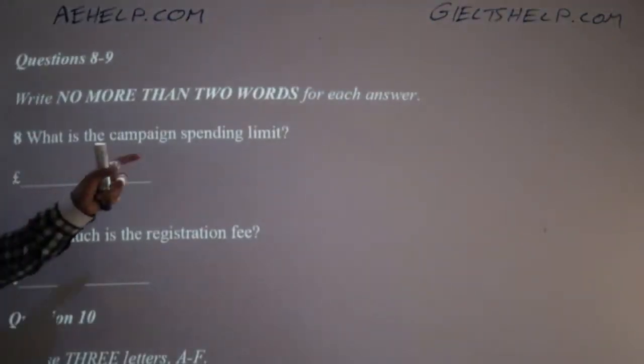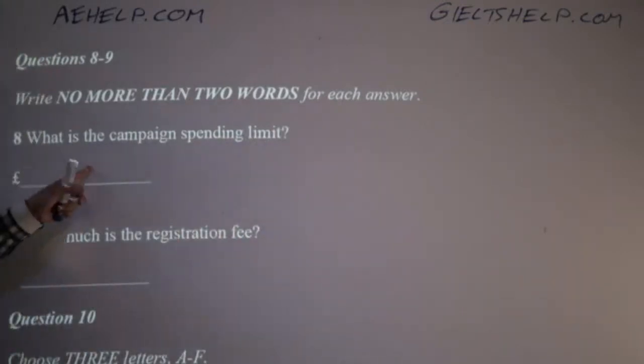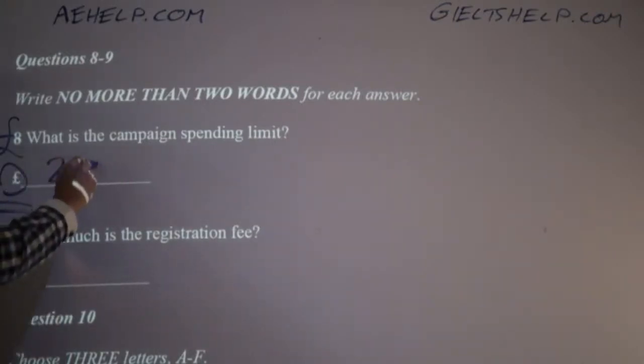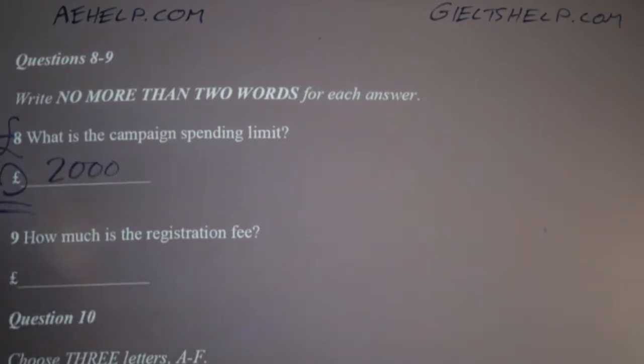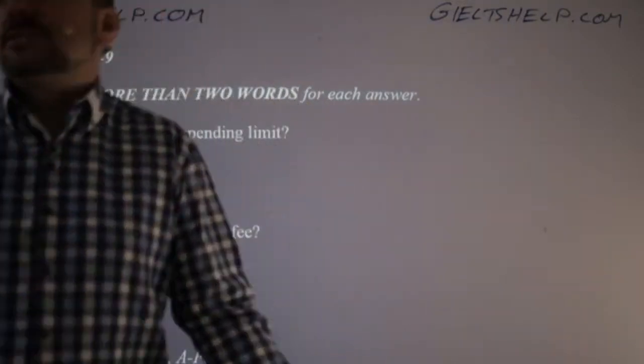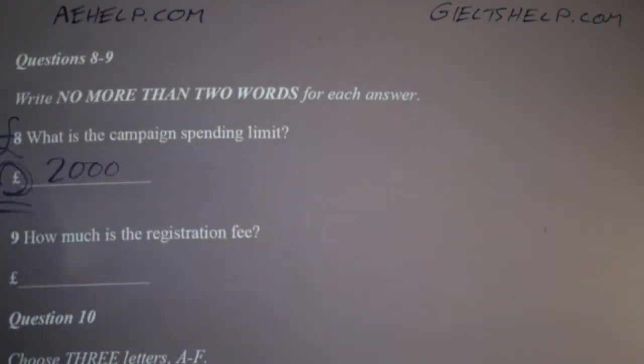8 and 9. Write no more than 2 words for each answer. What is the campaign spending limit? Okay, and it's no more than 2 words. Now, here we have the symbol for pound. So you do not need to write the word pounds. Do not put a dollar sign, Imad. You will get it wrong. All you put here is 2,000. No dollar sign, no pound sign, because it's given. If it's not given, then you would put pounds so we know what the currency is. So not quid, not pounds, not dollars, just 2,000, okay?